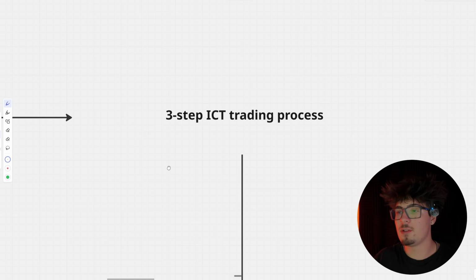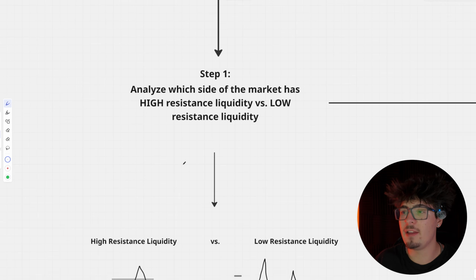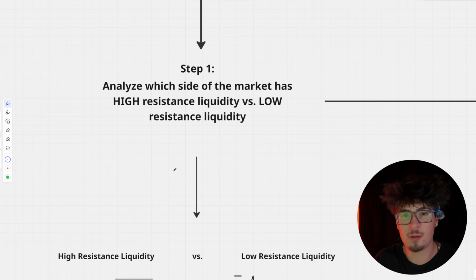Well, this is why I want to give you the exact 3-step ICT trading process that I use every day, that thousands of my students use every day, and that millions of people across the world use to make money in the markets. Step 1 is to analyze which side of the market has high resistance liquidity and which side of the market has low resistance liquidity.